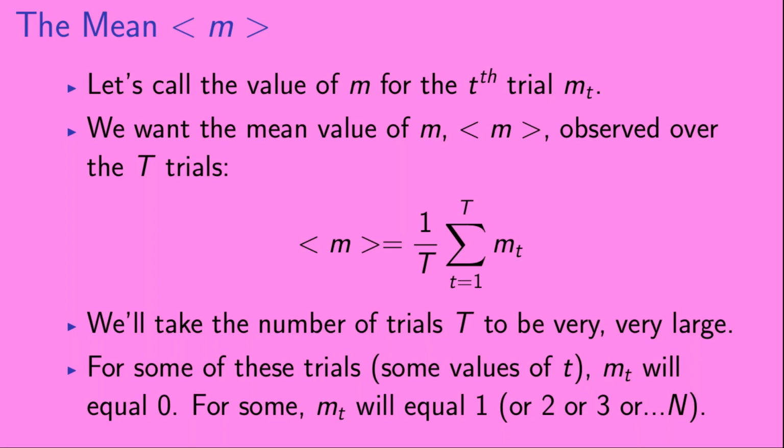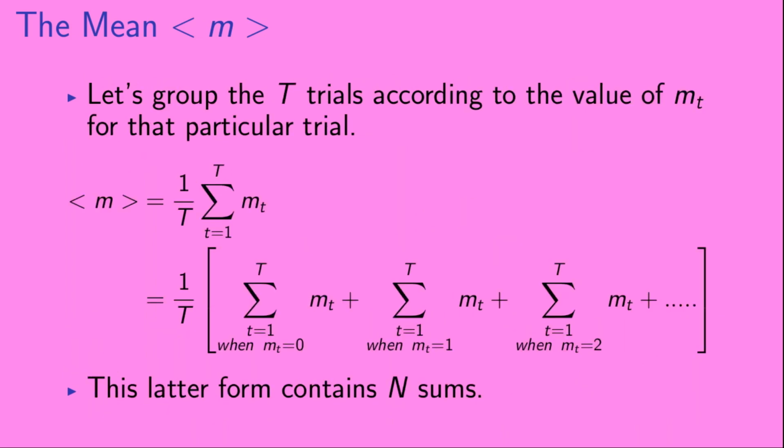For some of these trials, or in other words, for some values of little t, mt will equal 0. For some, mt will equal 1. For some, mt will equal 2 or 3, etc., up until mt equals n. Okay, let's group the t trials according to the value of mt for that particular trial.